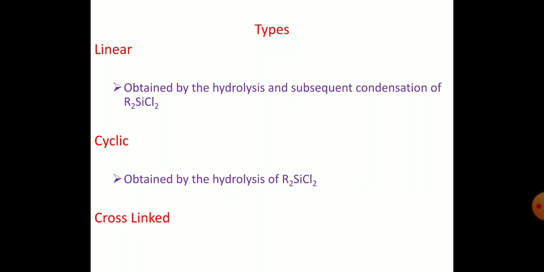Okay, then the third one is about cross-linked polymers. This is type number 3. Linear silicones, cyclic silicones, and finally we have to see about cross-linked silicones. And these cross-linked silicones are obtained by the hydrolysis of RSiCl3, that is alkyl trichlorosilane. So these are the three types of silicones. What are they? Linear silicones, cyclic silicones, and finally cross-linked silicones.